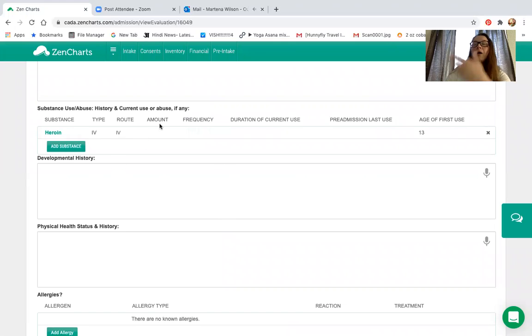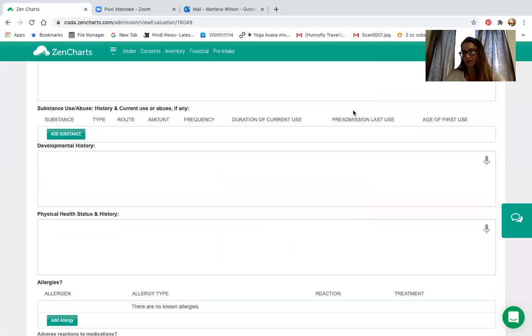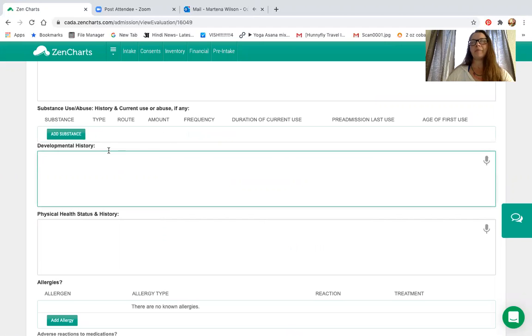Now this was the mom. This is not the child, but I'm just saying if you were going to add something about the substance, that's where you would put it. I'm actually going to delete it because the child did not use it. For this particular child in the assessment, there is no drug use, so I deleted that, but just FYI. Even though I said mom, I realized.